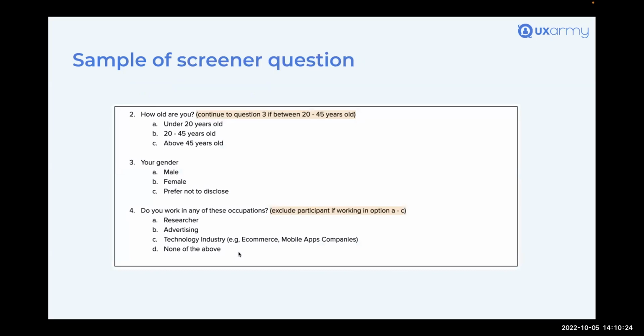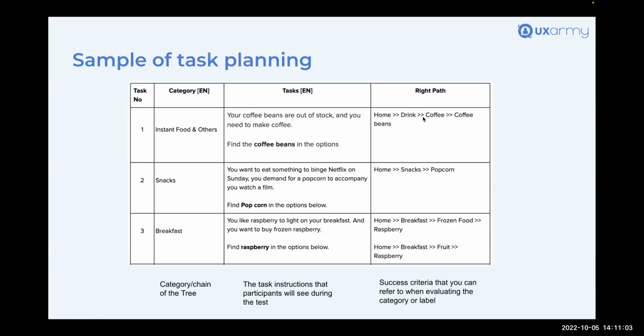And then this is a sample of screener questions. Other than tasks and the tree, you also need to prepare your criteria and your screener questions. For example, if your criteria is only someone who is 20 to 45 years old, you can have a screener for the participant asking, how old are you? And add a note to continue to section 3 only if between 20 and 45 years old.